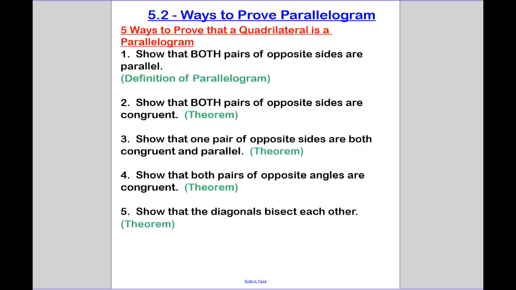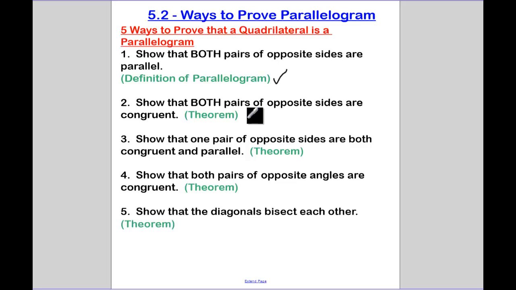Today we're going to be talking about ways to prove a quadrilateral is a parallelogram, and there's 5 ways. The first way is to show both pairs of opposite sides are parallel, and your reason in your proof is going to be definition of a parallelogram. Show that both pairs of opposite sides are congruent. Realize that that's the converse of what we talked about the other day.